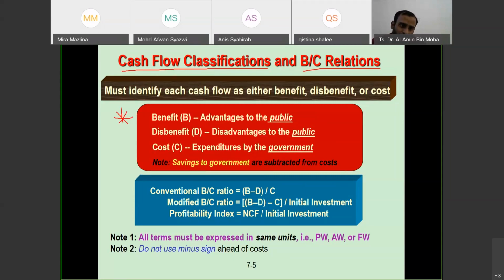So we should have benefits. Actually, what is a benefit? It is the advantages to the public from that project. You also should be able to identify the disbenefits. What is a disbenefit? It is the disadvantages to the public. And cost. Cost means the expenditures by the government.